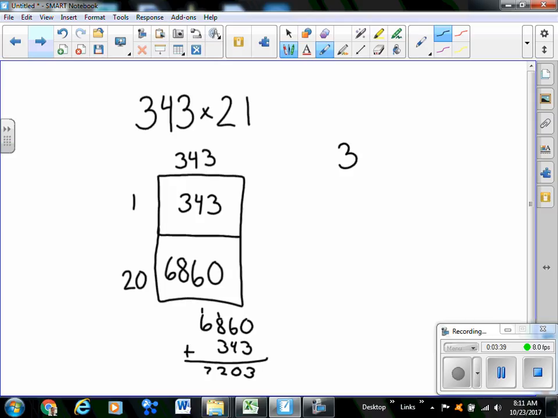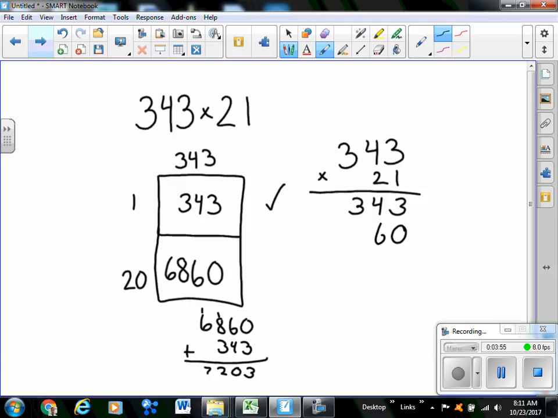And now we're going to do the actual. So we're going to take 343 and multiply it by 21. 1 times 3 is 3. 1 times 4 is 4. 1 times 3 is 3. It matches. Check.